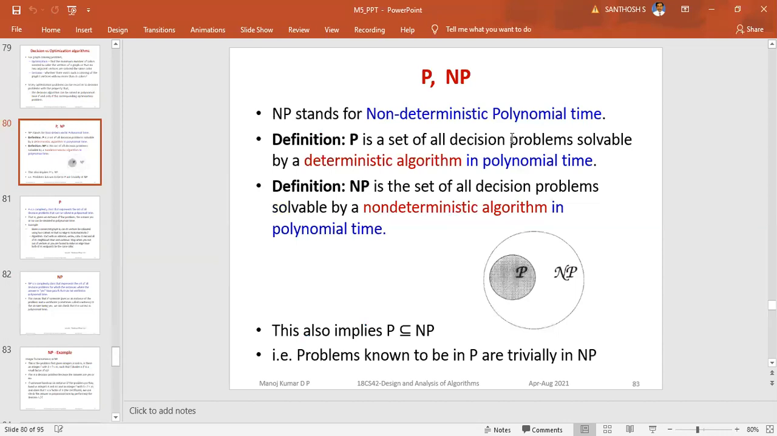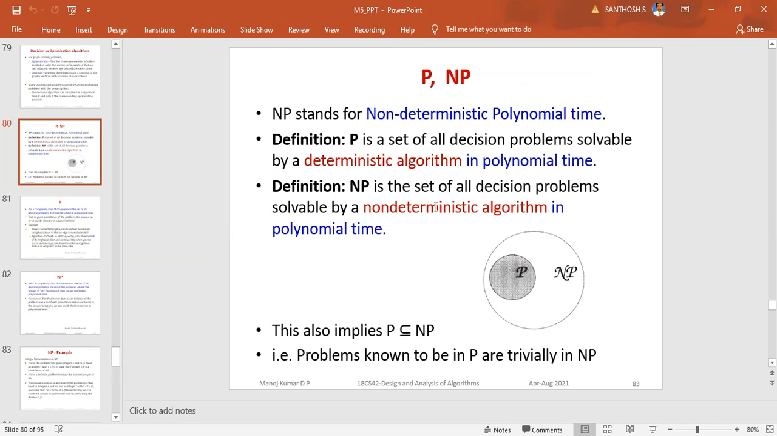So P is the set of decision problems solved by a deterministic algorithm. NP means the set of decision problems solvable by a non-deterministic algorithm in polynomial time. P is deterministic, NP is non-deterministic. P means there is a unique solution, whereas NP means there are no unique solutions.